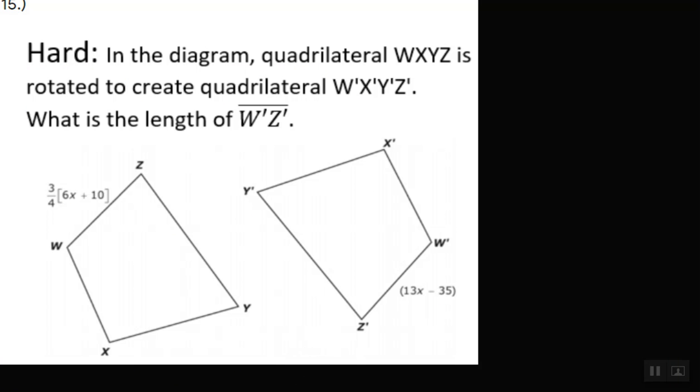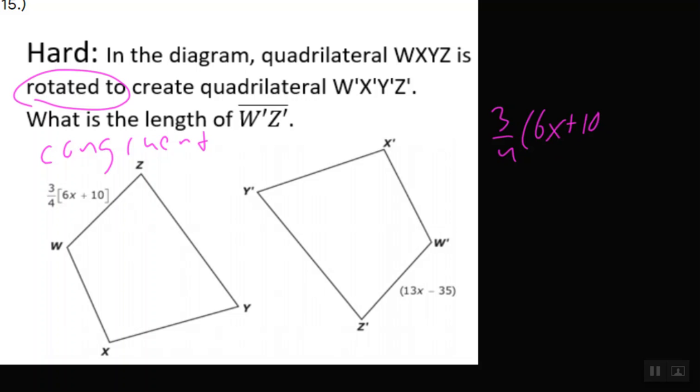Okay, problem number 15. In the diagram, quadrilateral WXYZ is rotated to create quadrilateral W prime, X prime, Y prime, Z prime. Now guys, whenever you're rotating, just know that that means that these two things will still be congruent. If you take your phone and you rotate it in front of you, you'll see that it doesn't change size. So we can actually just very simply say, you know what, 3 over 4 times 6x plus 10 is equal to 13x minus 35. Now I know y'all tend to sometimes struggle with fractions.